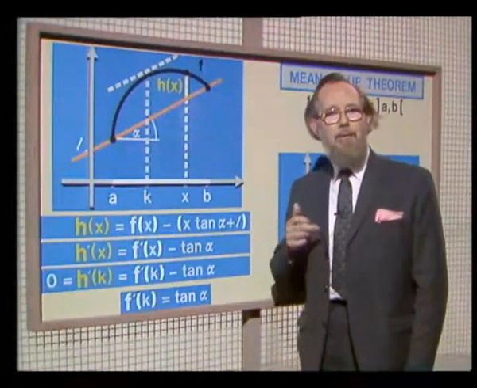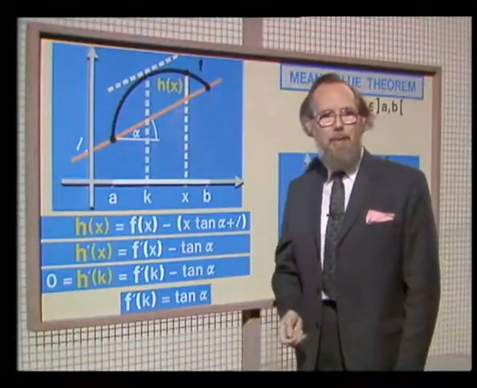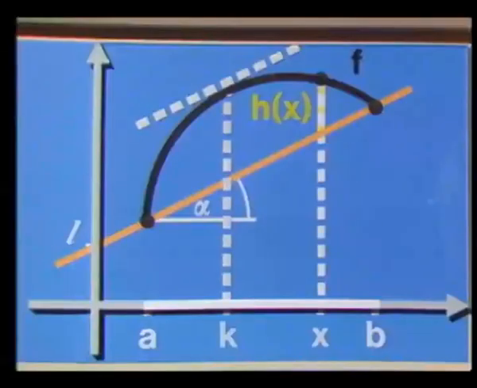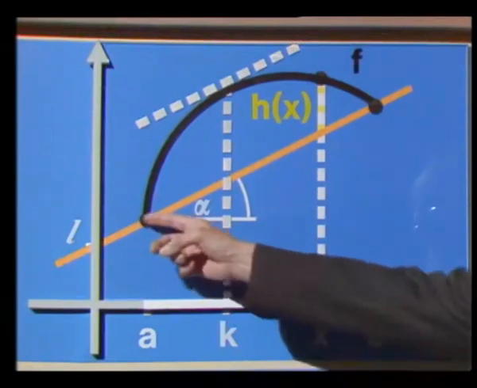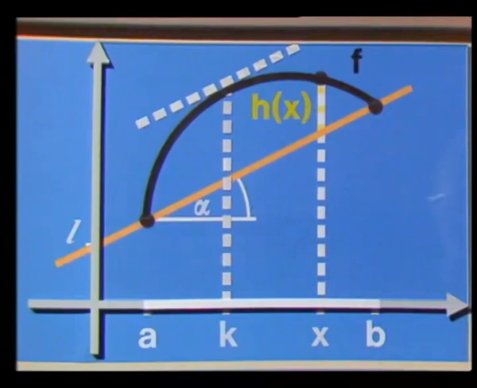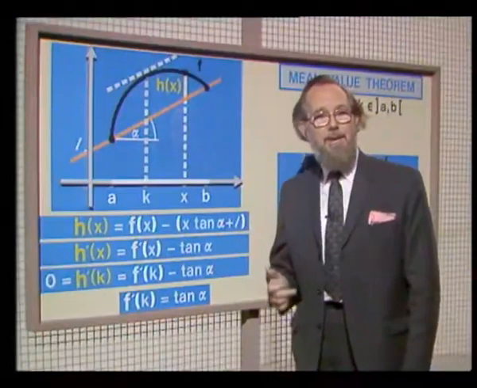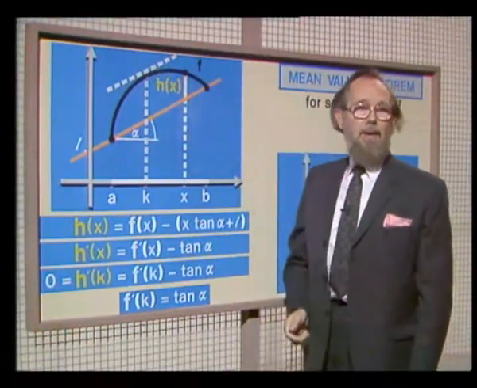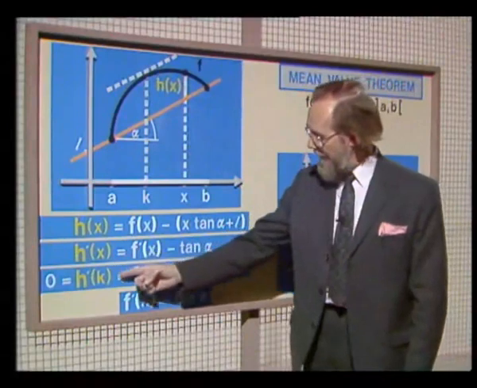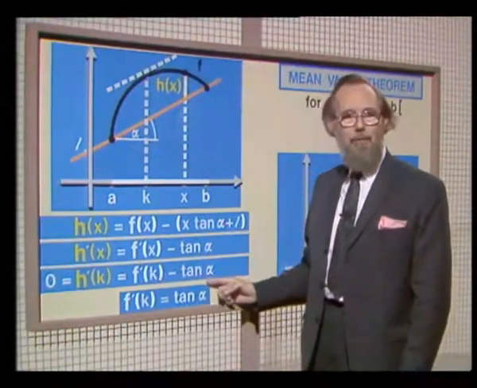Well, if we want to know that k exists, we don't actually need to look for maxima. We just need to know that h'(x) takes a 0 value somewhere. Well, can we prove it does? Yes, we can, because h satisfies Rolle's conditions: continuity, differentiability, and also we have h(a) and h(b) are both 0. So h' must disappear somewhere inside the interval. And since h'(k) is equal to 0, therefore f'(k) is equal to tan alpha.